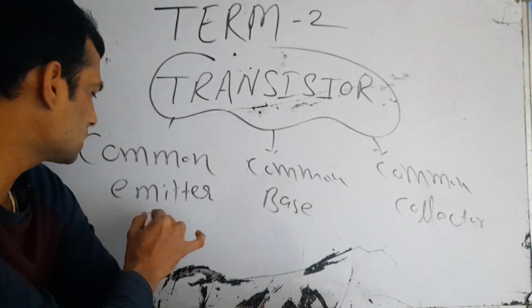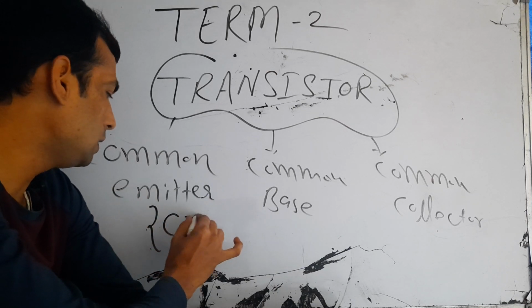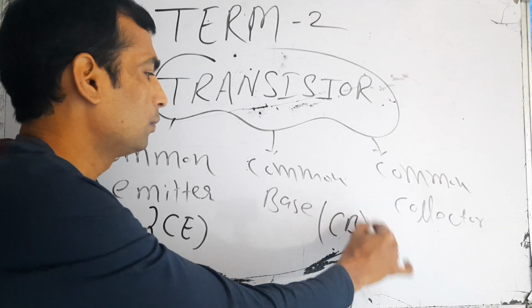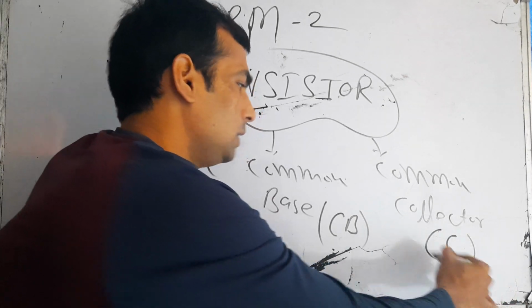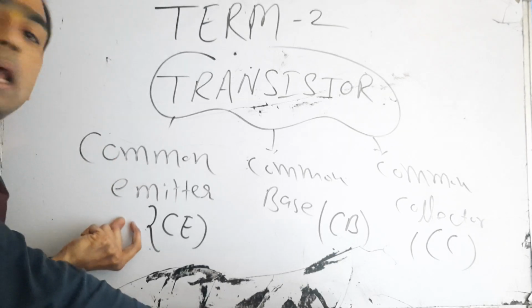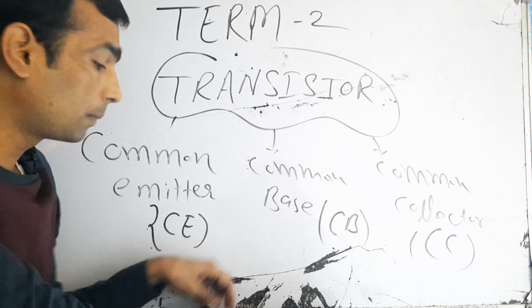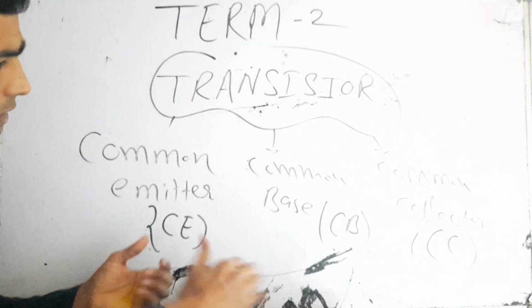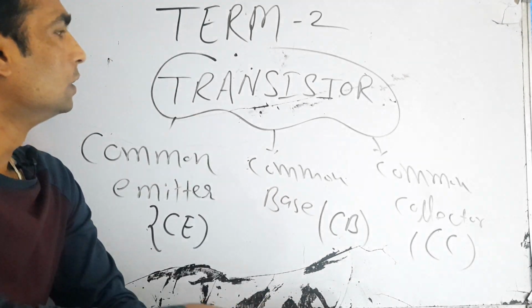Usually we people call common emitter as CE, common base as CB, and common collector as CC. It is not necessary to always say the long name; you can say CE, CB and CC, right? So these are the types of transistors. Take a screenshot students, and I'll move ahead. Done? Okay, fine.